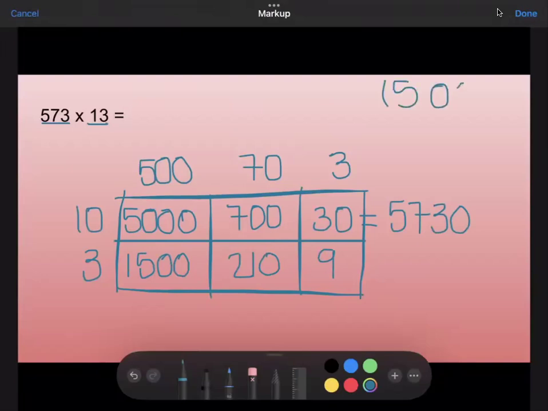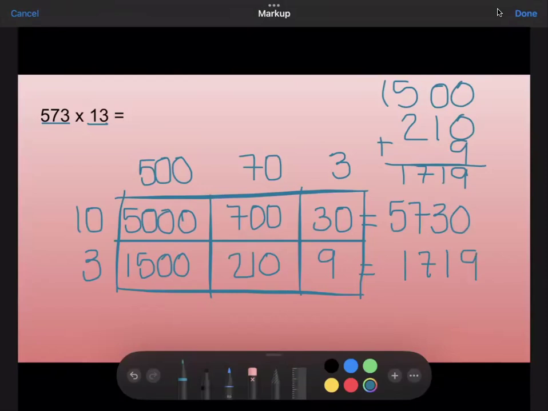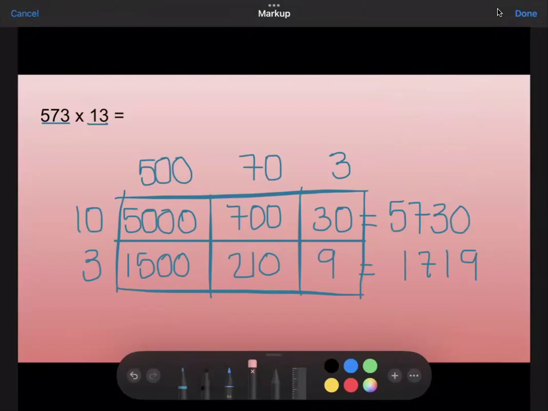15 with 2 zeros, and then 210, and then 9. So if I add that together, I get 1,719. So that's the partial product that goes here, 1,719. The reason it was a little bit tough is because I had 500s and then I had another 200. So if you're good at doing that type of stuff in your head, you can go ahead and go for it. Okay, now I've got to add together these partial products.